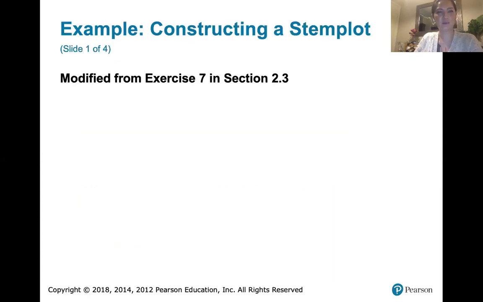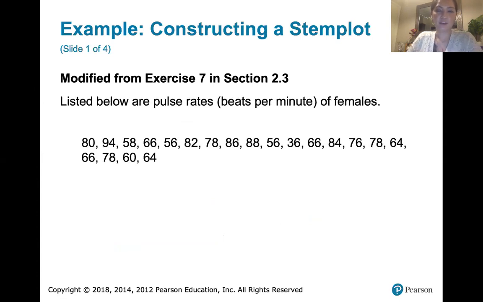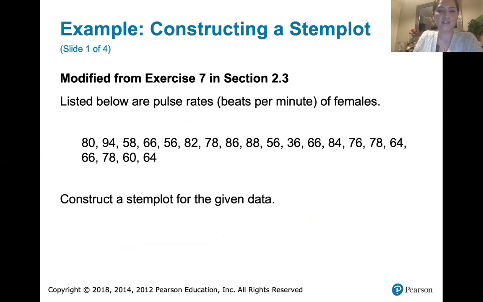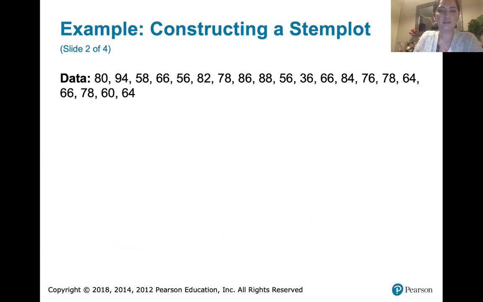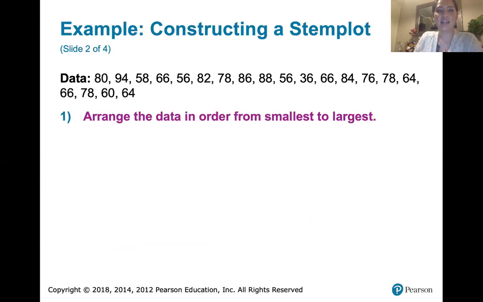So in this example, we're going to try to construct a stem plot ourselves. This is modified from exercise 7 in section 2.3. We've got pulse rates again in beats per minute. This time they're pulse rates of females, and we're asked to construct a stem plot for the given data. The first thing we want to do, you don't have to do this, but I think it's a great first step, is to take that data and arrange it in order from smallest to largest.